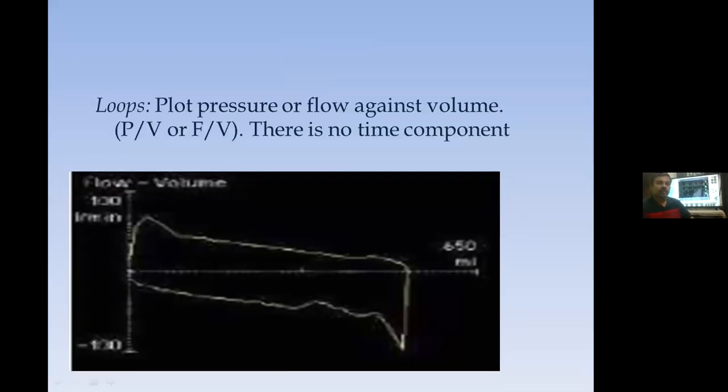So these loops can be seen in this way. The flow-volume loop is the same as in spirometry. These loops plot pressure or flow against the volume, and here there is no time component. So how much volume of air goes positive and negative, inspiration and expiration, can be seen in the loops.